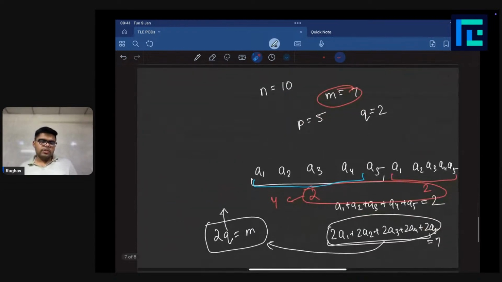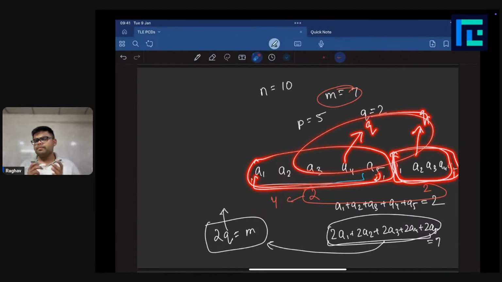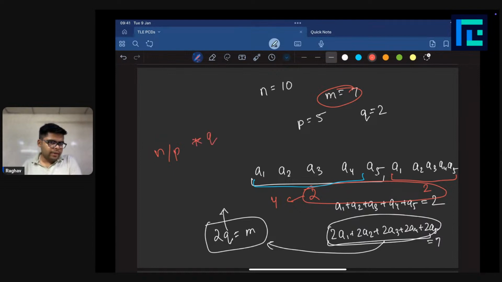And another possibility is you might have a situation where n is divisible by p. In that scenario, you will have complete blocks, like a complete block of size 5 and then another complete block of size 5, and you know that the sums of these blocks must be equal to q. So if you are keeping this first condition true, the sum of any 5 consecutive elements being equal to q, then the sum of the complete array must be equal to n by p into q, right?